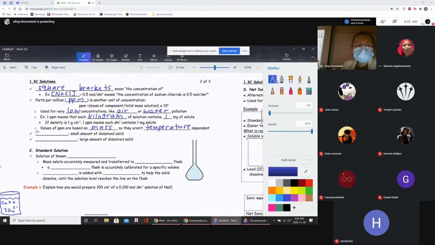Okay, if you see the word dilute, it means that there's a small amount of dissolved solid. If you see the word concentrated, it means there's a large amount of dissolved solid.